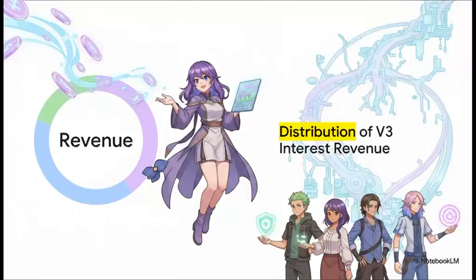So where is all that interest actually going? Well, V3 sets up an incredibly sustainable, non-volatile revenue stream. 40% flows to the stability pool depositors, another 40% goes straight into the DAO Treasury, and the remaining 20% rewards liquidity providers. Essentially, the protocol is generating its very own native revenue to self-fund its growth.